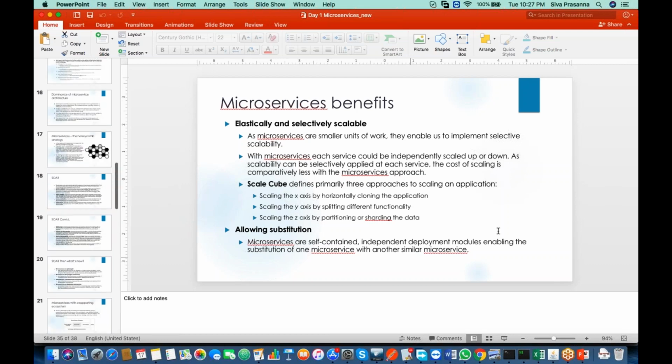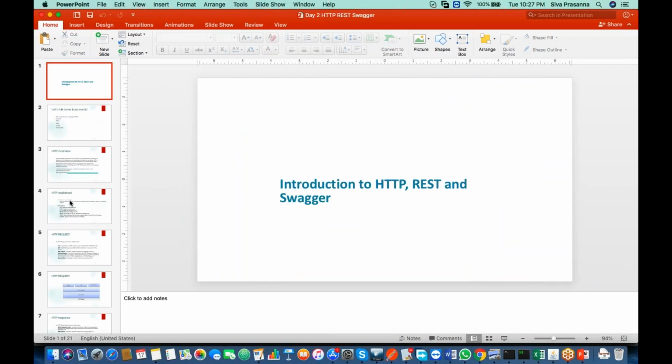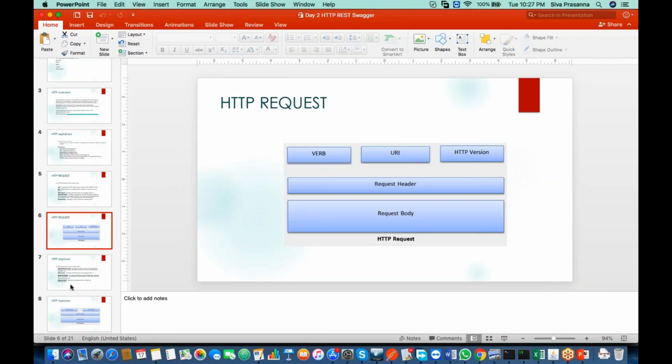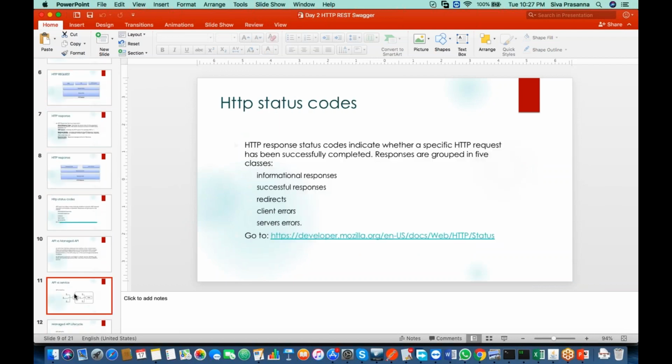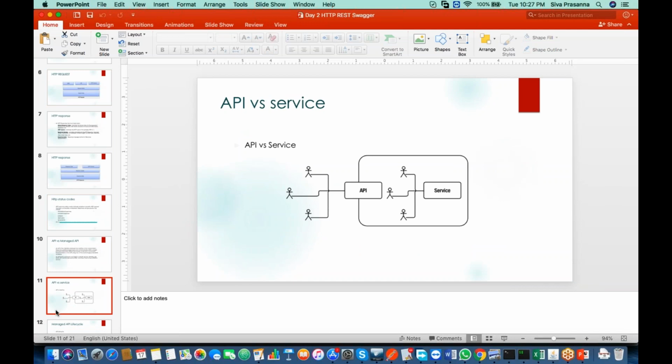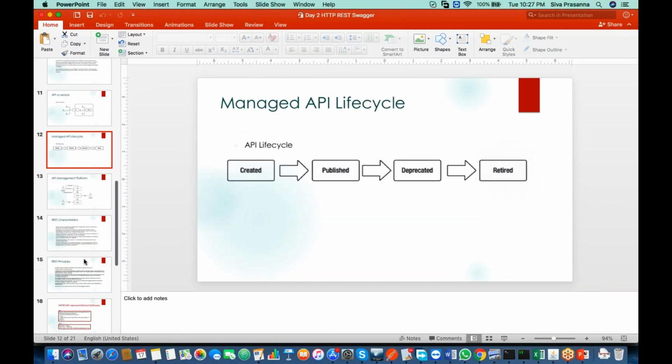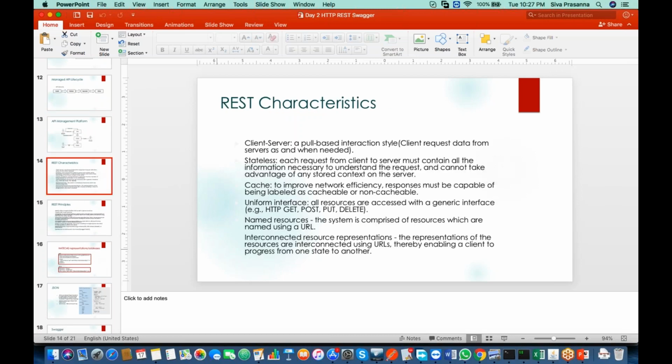So we will start slow. We'll start conceptually, but thereafter we will go towards HTTP, where you need to understand the principles. We will understand what HTTP is, what the verbs are, what a request looks like, what a response looks like, and what the difference is between a service and an API. Then we will see what the life cycle of a normal service is, and then we'll talk about REST characteristic principles. This is also a very important topic, because these are the same set of principles which microservices follow. So you need to understand this.